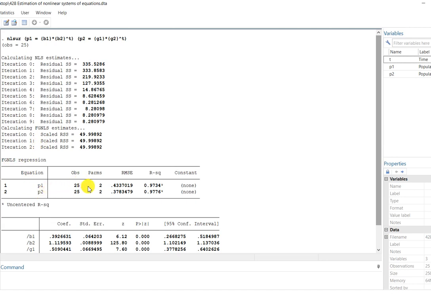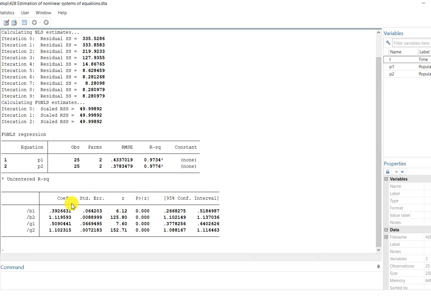Now the header in this output of FGNLS shows the number of observations, number of parameters, root mean square errors of the residuals, and these are the R squared for the two equations. Since there is no constant in this, FGNLS has used uncentered R squared. If it had identified the constant, then it would have used centered R squared.